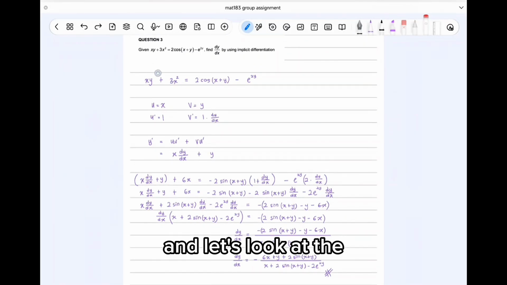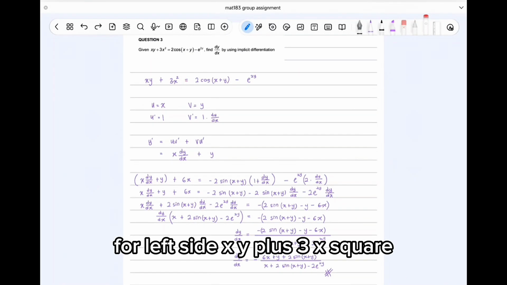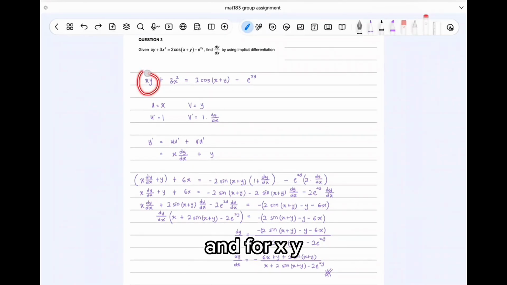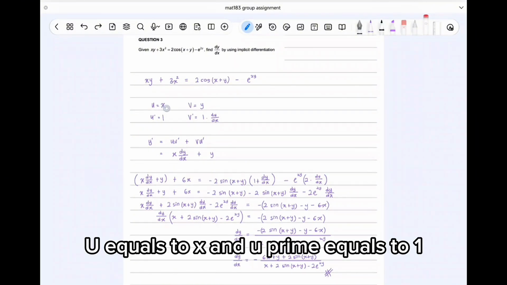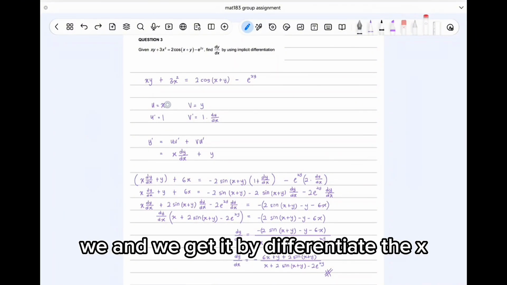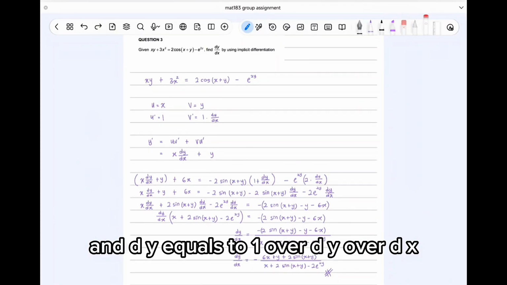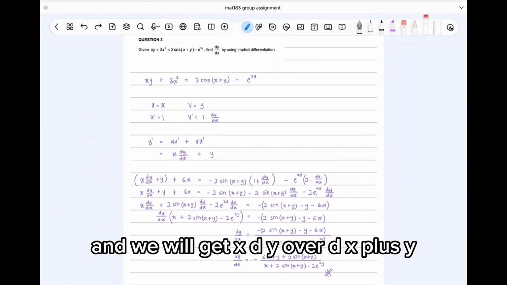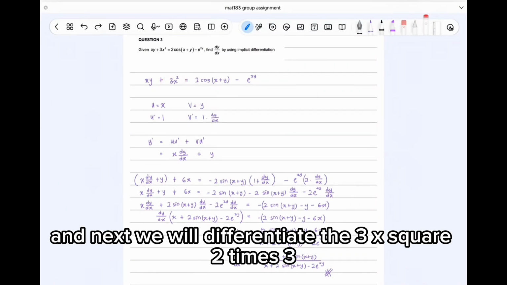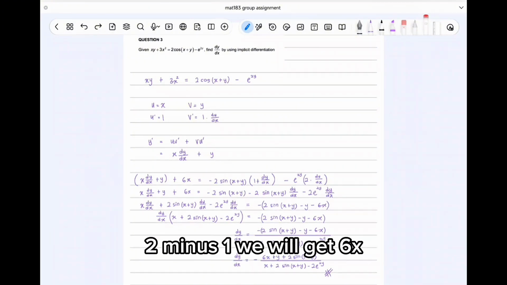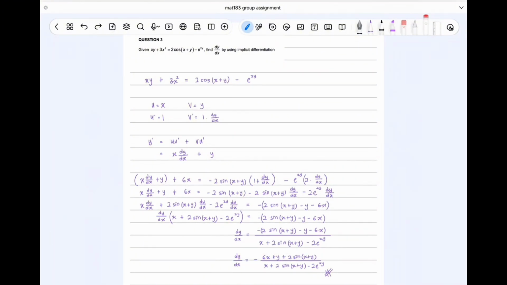And let's look at the left side, xy plus 3x squared, and for xy, we will solve it by using the product rule. u equals x, and u prime equals 1. We get it by differentiating the x, and v equals y, and v prime equals dy over dx by differentiating the y. And we will get x dy over dx plus y, and we will put it on the equation. And next, we will differentiate the 3x squared. 2 times 3, 2 minus 1, and we get 6x.